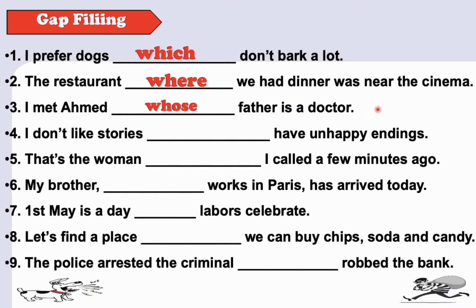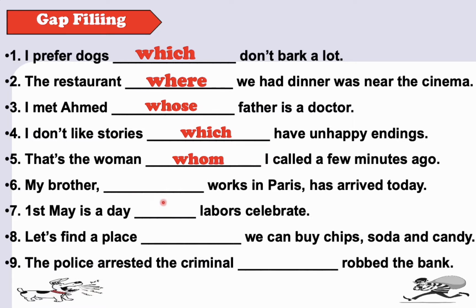Number four, I don't like stories which have unhappy endings. So stories, is it people or what? Good, it is a thing. So which, very good. That's the woman whom I called a few minutes ago. The woman, so it is people. And when we have people, we use who or whom. Who is followed by a verb. Whom is followed by a pronoun or noun. But what do we have here? We have I. So which one are we going to use? Excellent. Whom, because we have a pronoun.